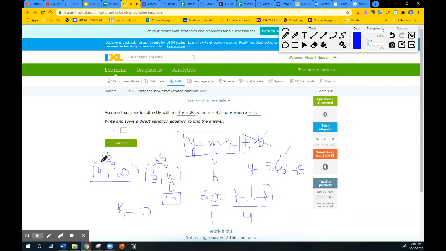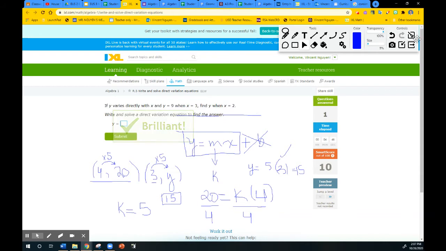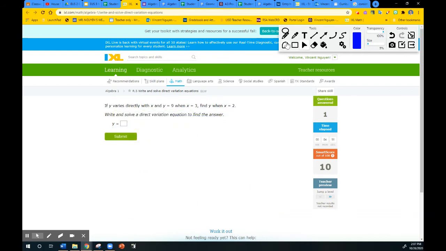You could also do it this way that I showed you over here. Just do 4 times 5 is 20, 3 times 5 is 15, and get your answer right away. For every single problem, you could actually do that, right? Because it's proportional. So I'm going to go in here and type in 15. That's my answer. Okay, let's try the fast way.